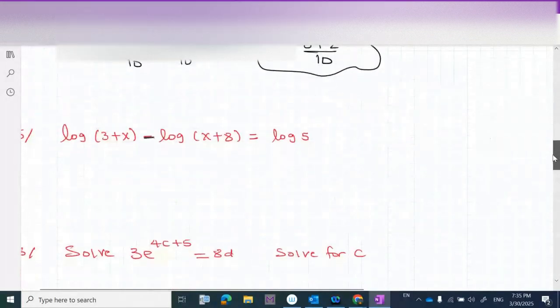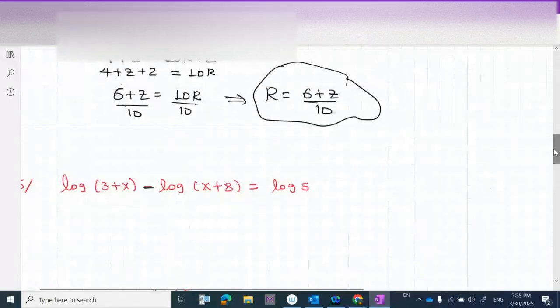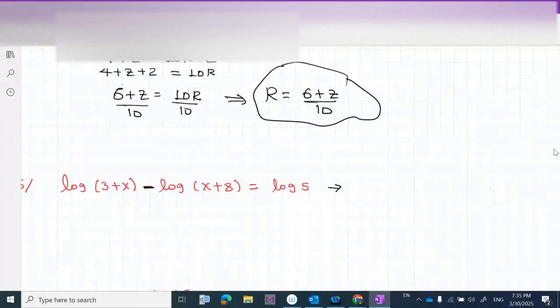So let's continue again to the next question. Question number 4 is as follows. Remember, logarithm of 3 plus x minus logarithm of x plus 8 is equal to logarithm of 5. As always, remember the rule of logarithm. This is subtraction. Subtraction follows the quotient rule. So that means I have to divide 3 plus x over x plus 8.